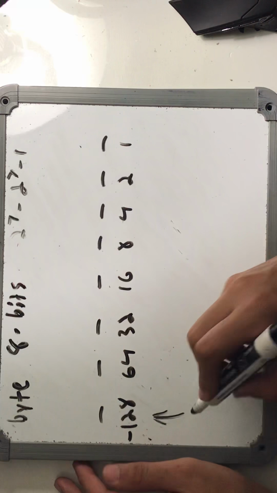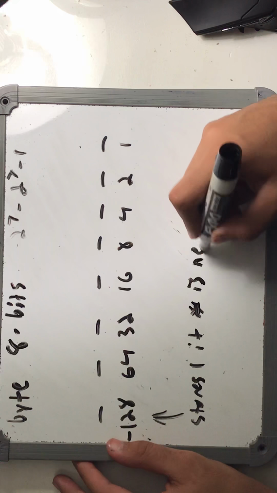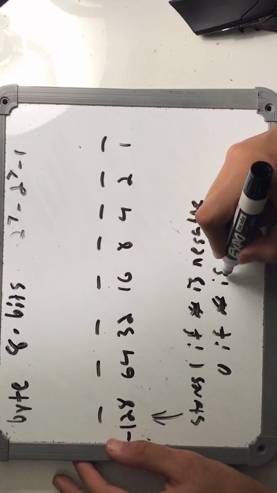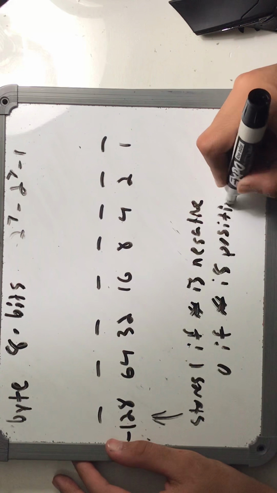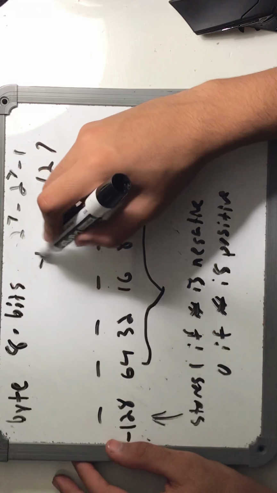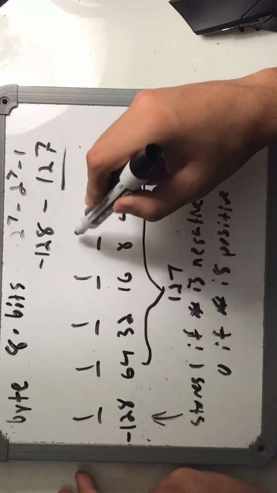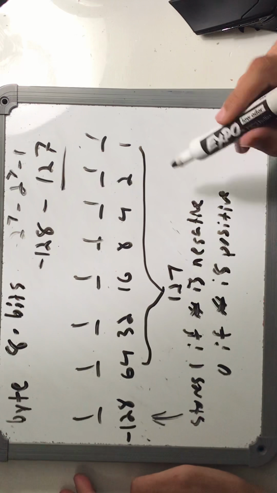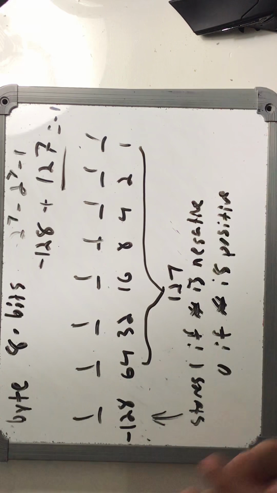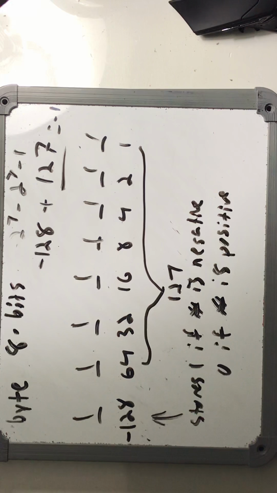This bit right here stores a 1 if the number is negative, and a 0 if the number is positive. What do I mean by that? Well, if you add all these numbers up right here, what do you get? You get 127. So as long as there's a 1 here, and these are all filled with 1s, negative 128 plus 127 is going to be negative 1. So you know that as long as there's a 1 here, your whole answer is going to be negative. And if there's a 0 there, your whole answer is going to be positive. That's why this bit is reserved for either a 1 or a 0, and that's why you have the 7 there.